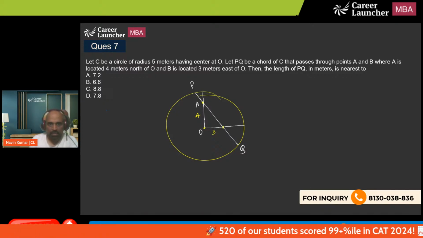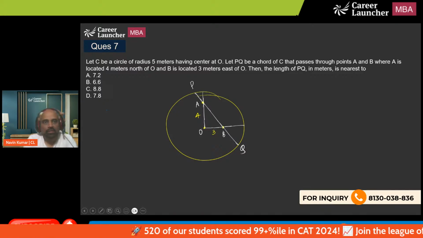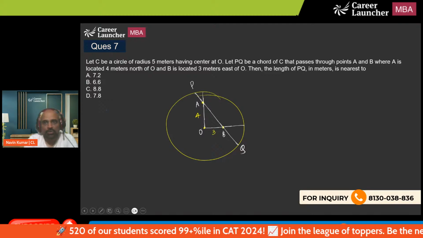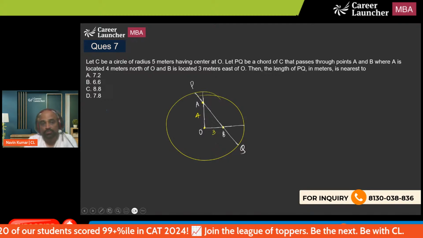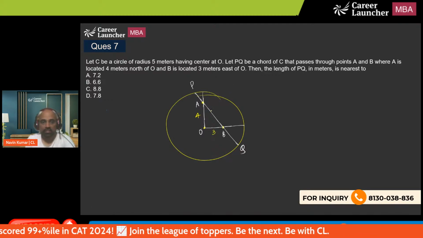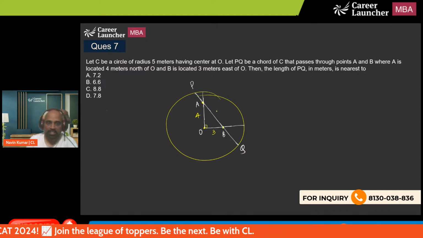O, A, and B. Then the length of PQ in meters is nearest to... Okay. The thing is, if this is 4, this is 3, and this is a right angle triangle, so this is going to be 5.